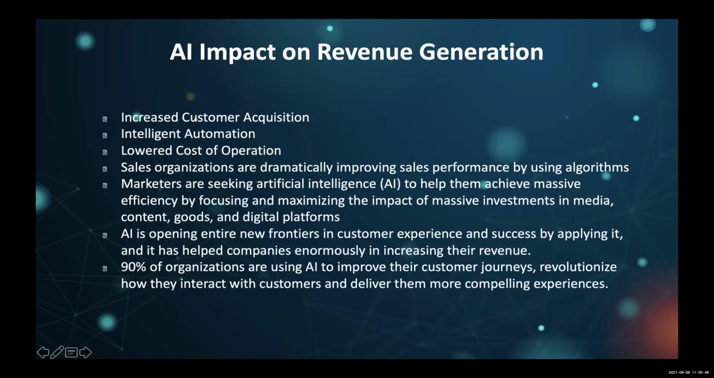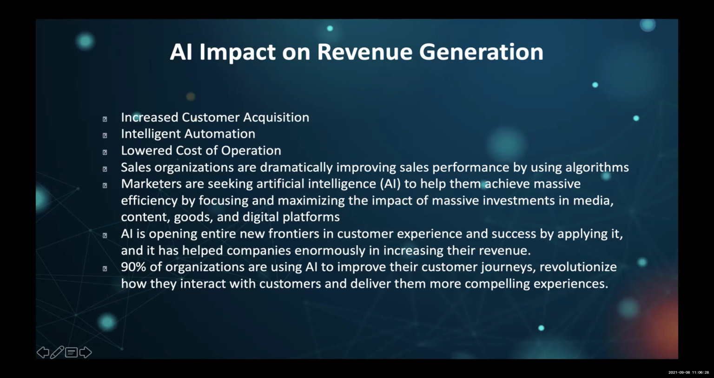And Gitansh will now further explain revenue generation. Thank you, Matthew. So machine learning is required for making a few key decisions in areas such as increased customer acquisition, intelligent automation, and lowered cost of operations. Now talking about the impact on revenue generation, sales organizations are using these algorithms to improve their sales performance, through account and lead prioritization and qualification, recommending the content or sales action that will lead to success, and reallocating sales resources to places that can have the most impact.